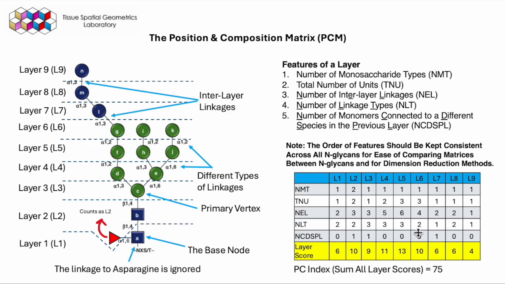So if you want to derive a scalar index from this data matrix, what you can do is sum every single column and then sum all the results of those columns to get what we call the PC index, which is one value, right? A scalar value that is a simple number to represent the information in this glycan.